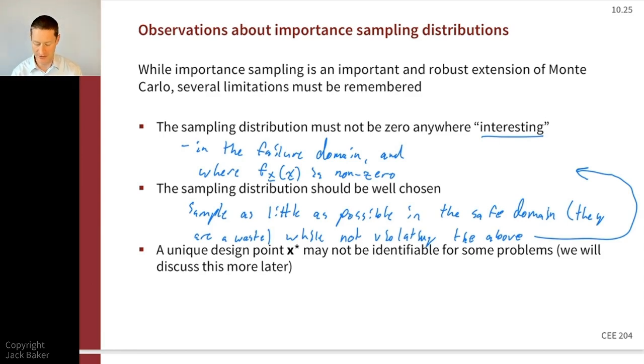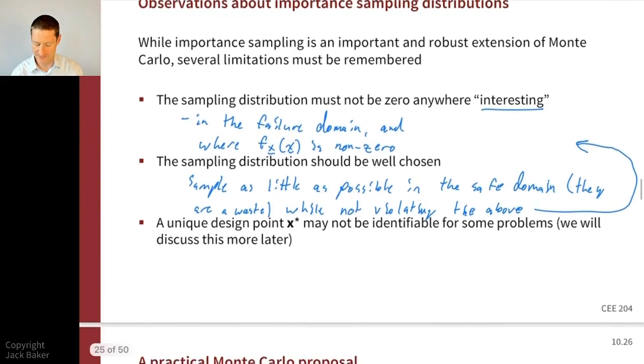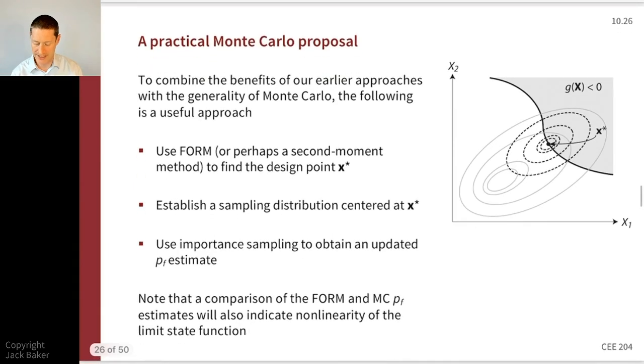And then a note in terms of using the design point, which helps us with the above two items. We may not get a unique design point sometimes in some system reliability problems, but we'll return to that later. I may not even need the third bullet point right now because we're not quite ready for it. Okay, so with that in mind, here's a practical approach.